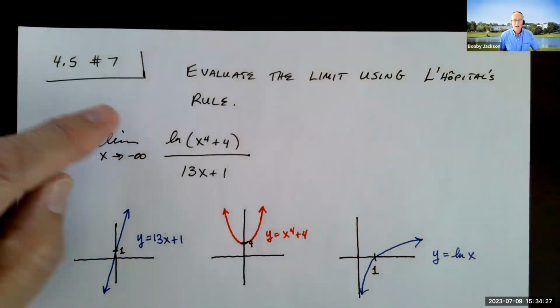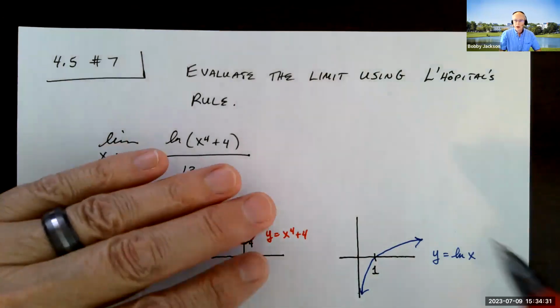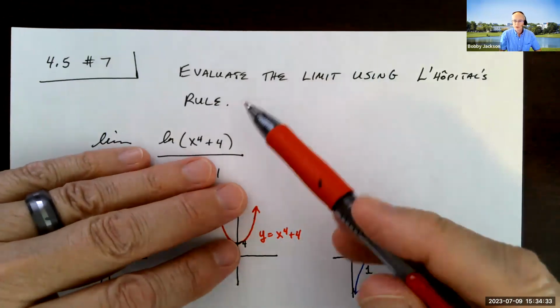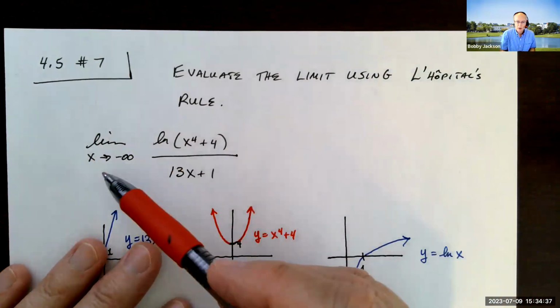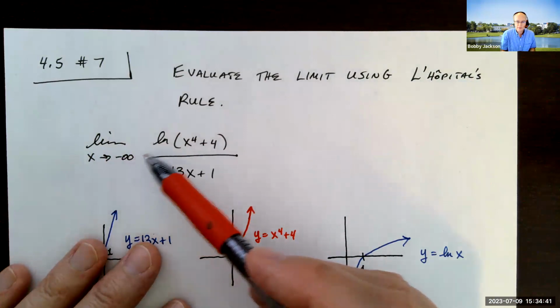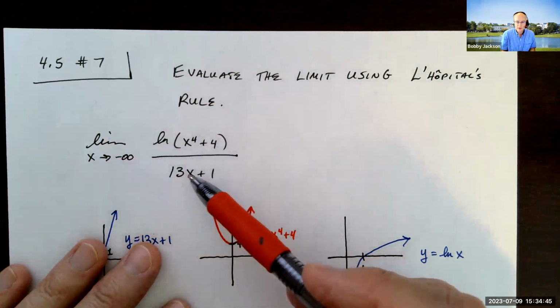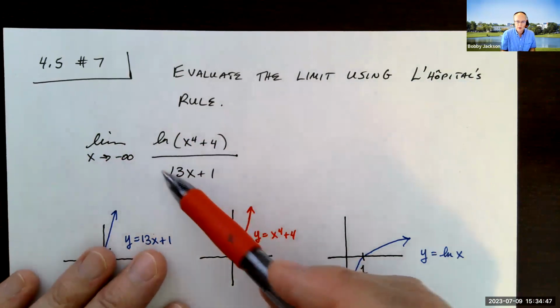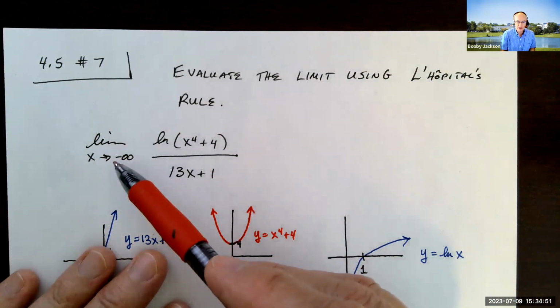Hey everyone, let's take a look at number 7 in section 4.5 of Achieve. This is the section on L'Hopital's rule, and so we're evaluating the following limit using L'Hopital's rule. They're taking the limit here as x approaches negative infinity of the natural log of the quantity x to the fourth plus 4, divided by 13x plus 1.